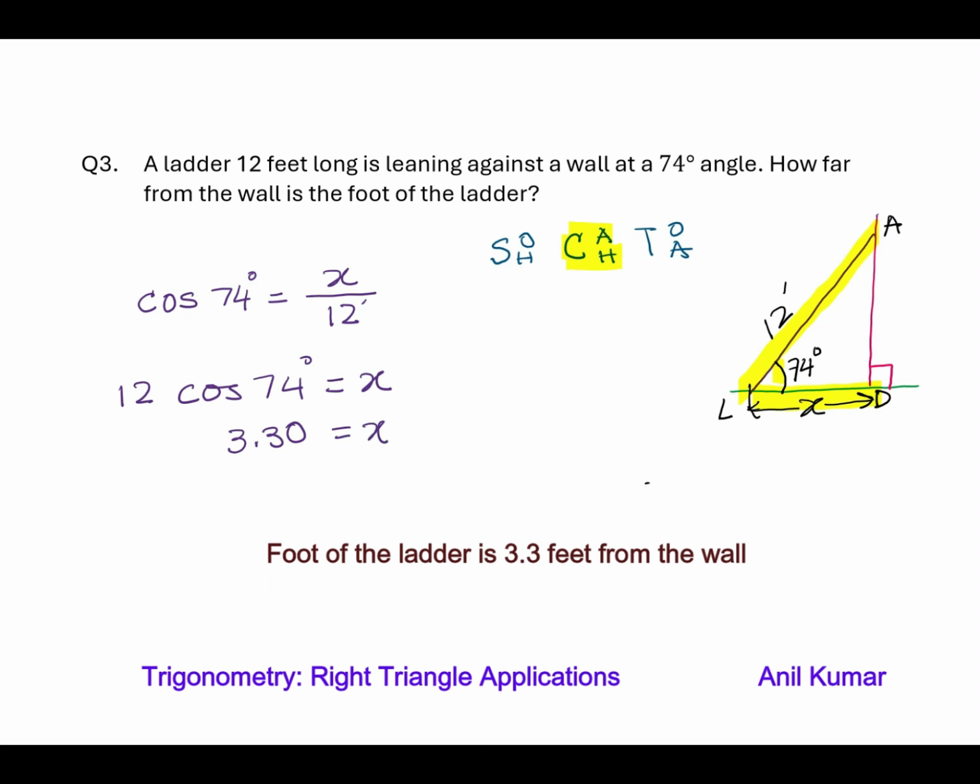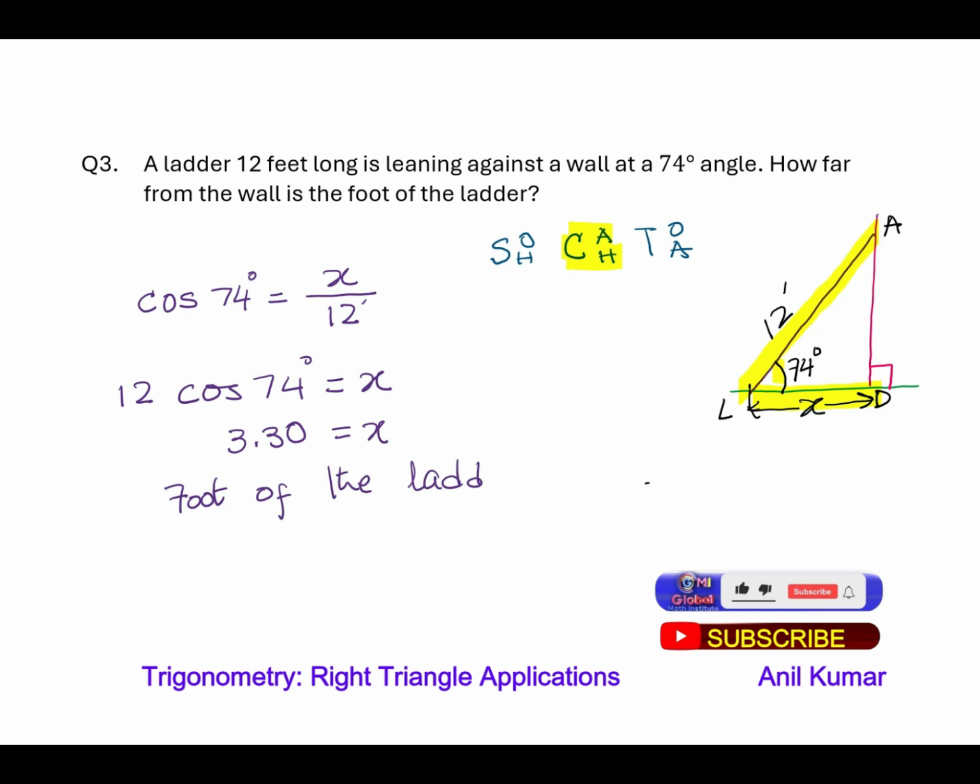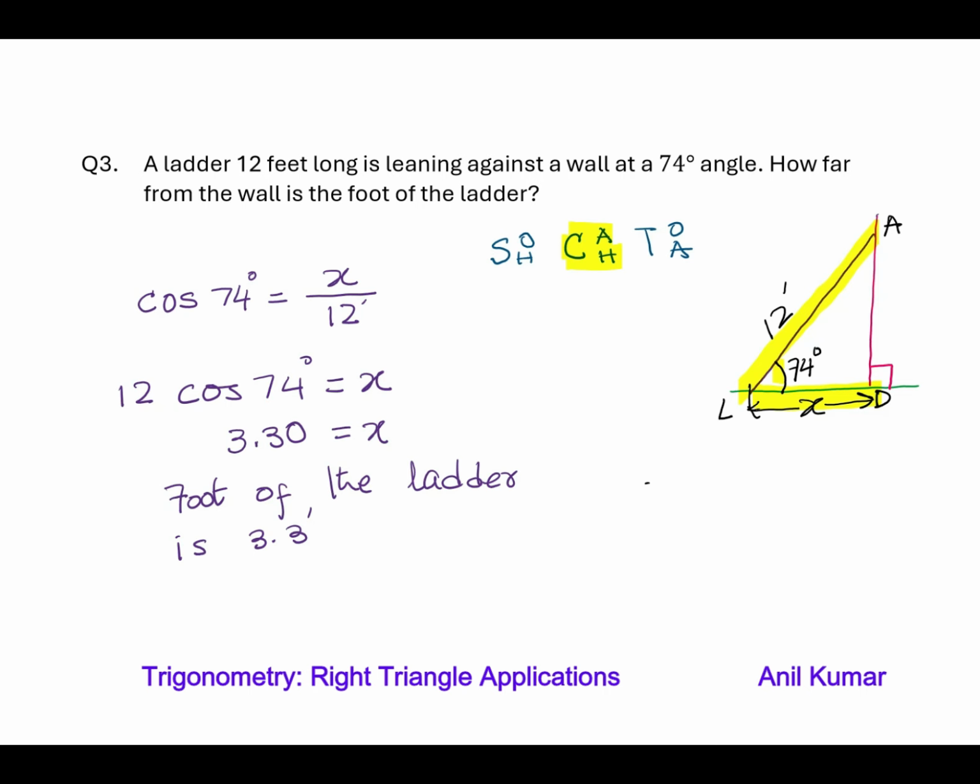Units are feet, so we'll say x, which is how far from the wall is the foot of the ladder. So we can say foot of the ladder is 3.3 feet away from the wall.